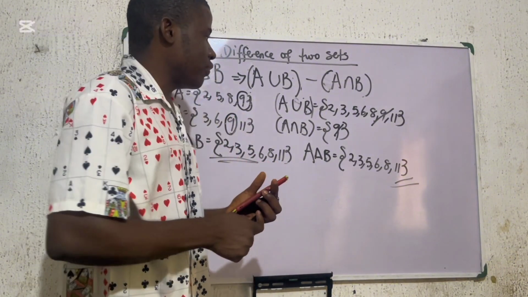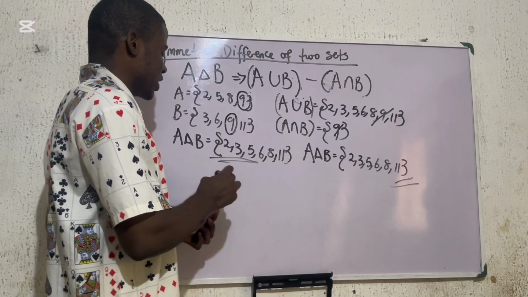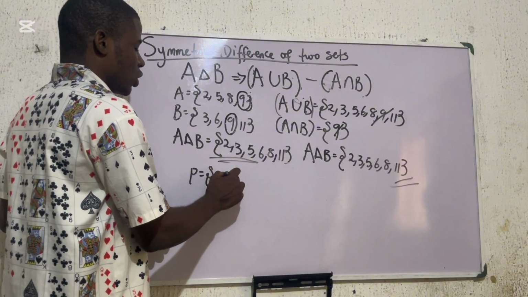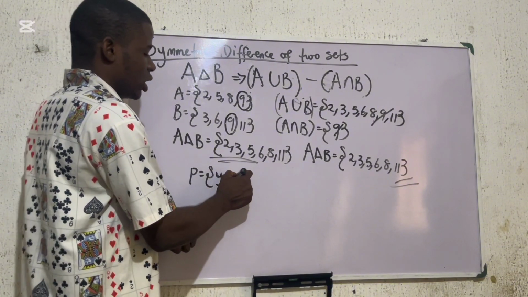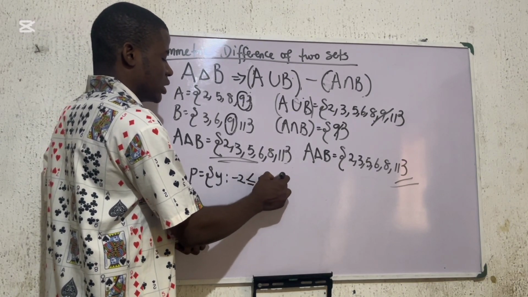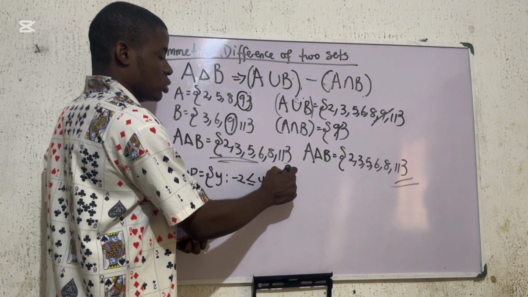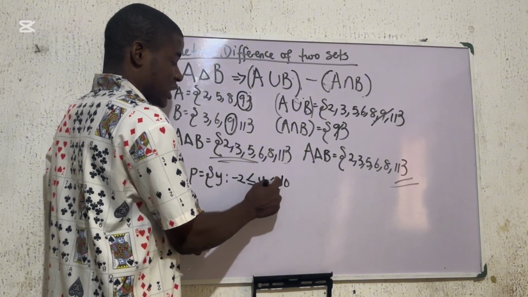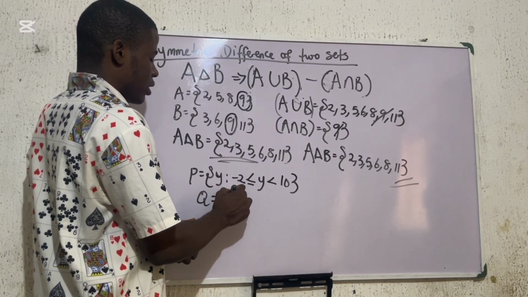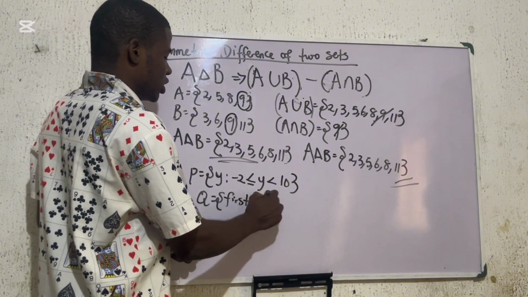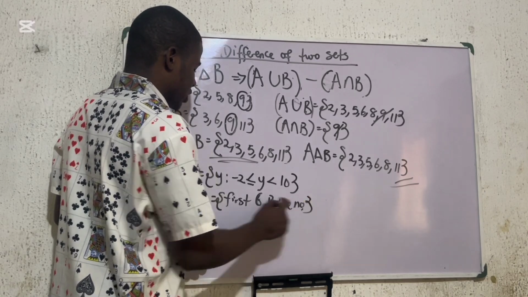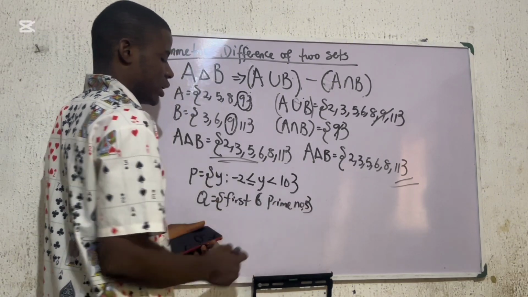I hope you understand. So I'll give you a question. Please try as much as possible to write your answer in the comment section. If I have that set P has the elements y such that -2 is less than or equal to y, and y is less than or equal to, let's say, 10. It's less than 10. That's what I mean. Then I have set Q has the elements of the first six prime numbers.